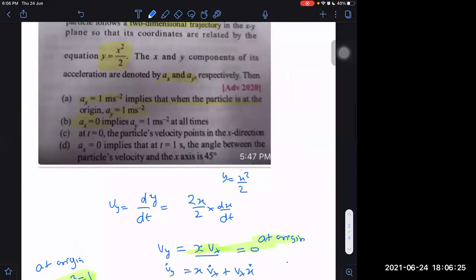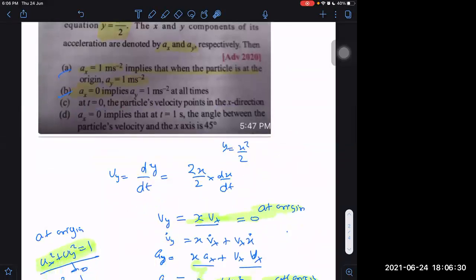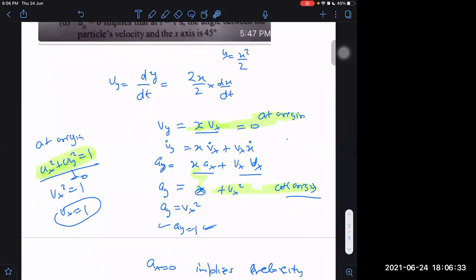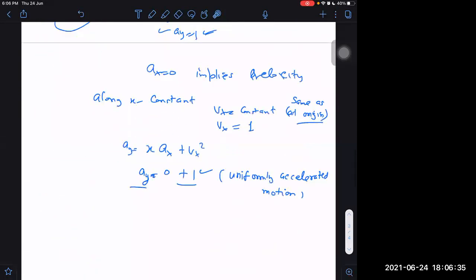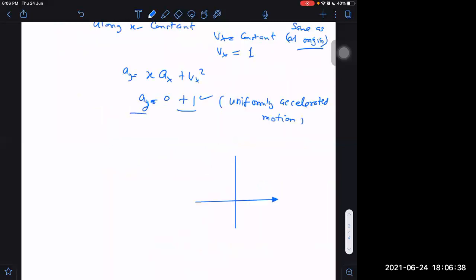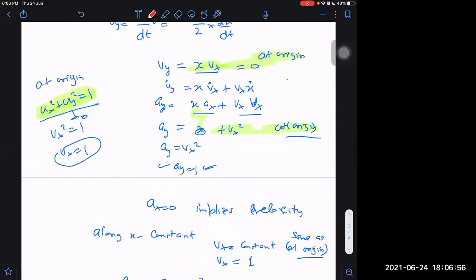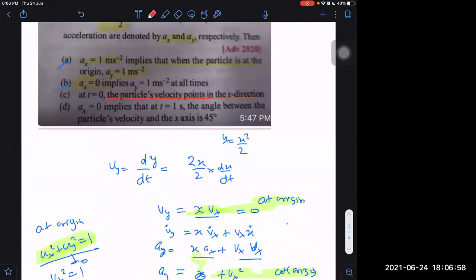Third. At t equal to 0, the particle velocity points in the x direction. At t equal to 0, is velocity in the x direction or not? This graph is like an upward parabola or not? Y equal to x square is like that for any graph. I have told you one thing about velocity. Velocity will always be tangent to the graph at any place. So at the origin, the tangent will be in the horizontal direction. Therefore, velocity at the origin will be in the horizontal direction only. That is right only.